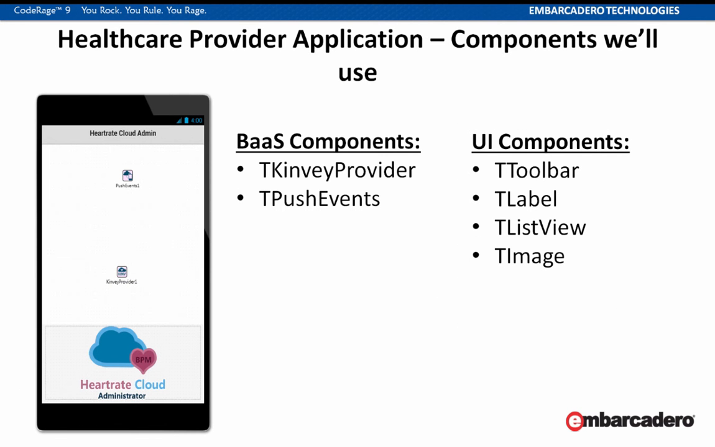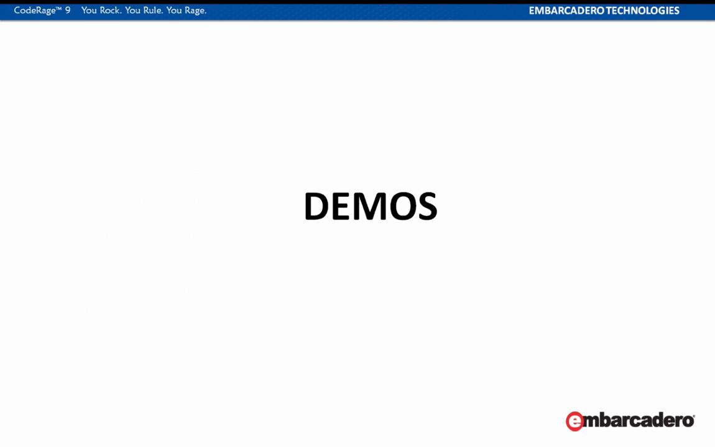The other application that we're going to build is a healthcare provider application, and it consists of a Kinvey provider component that is connected to our push events component, and it also consists of several UI components such as our toolbar component and label for displaying the application name, along with a list view and an image component. And this application is going to receive a push event from the other application if a user's heart rate exceeds a certain preset threshold, and then we'll display that notification in our list view component. So now let's get started with our demos.